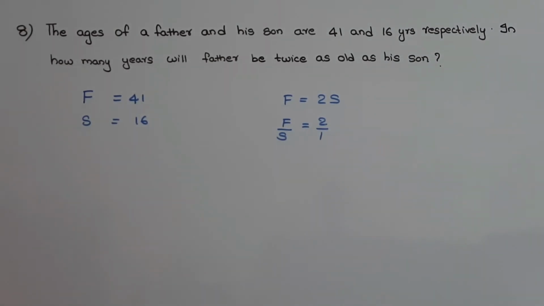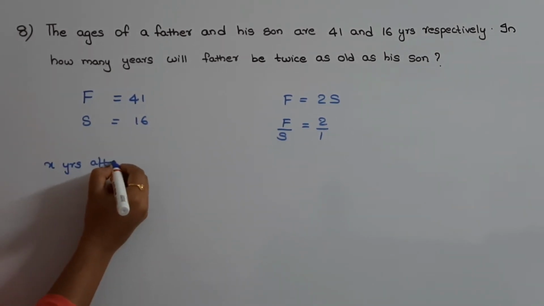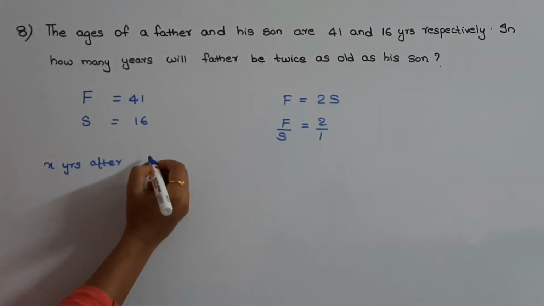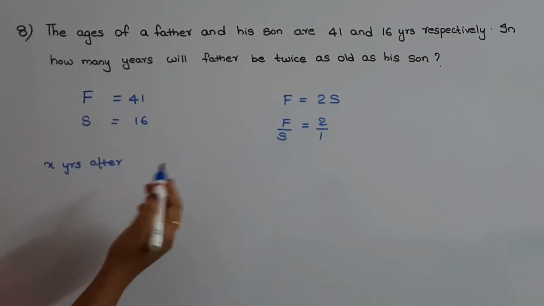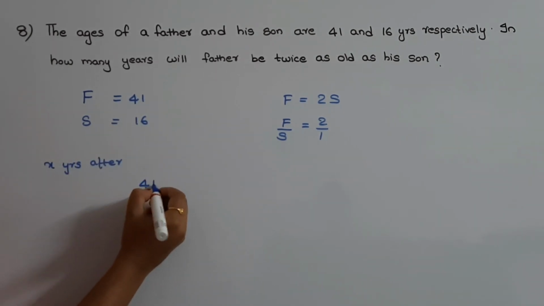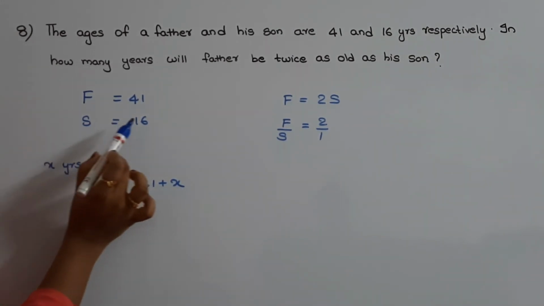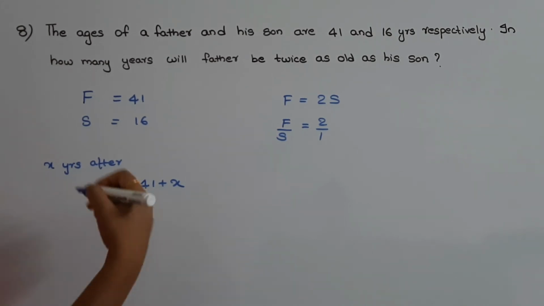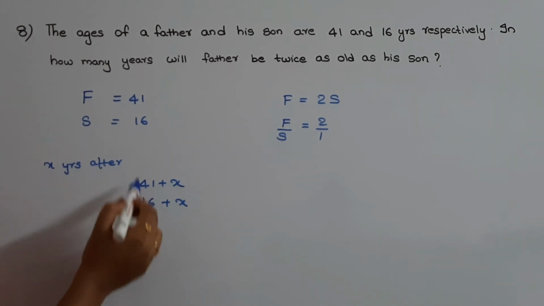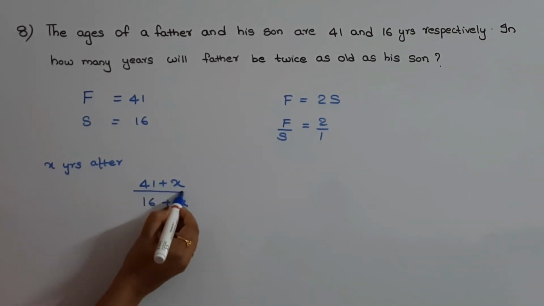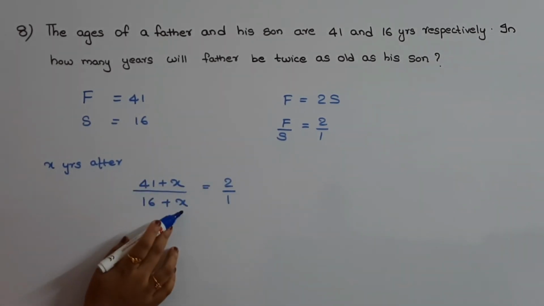2:1. Okay. So, let us assume X years later the ratio of their ages will become 2:1. So, if at present father's age is 41, then X years after what will be his age? X years after his age will be 41 plus X. And if the son's age at present is 16, then his age after X years will be 16 plus X. Okay. And they are telling that the ratio of their ages after X years is 2:1. Okay. So, on solving this we will get the value of X.